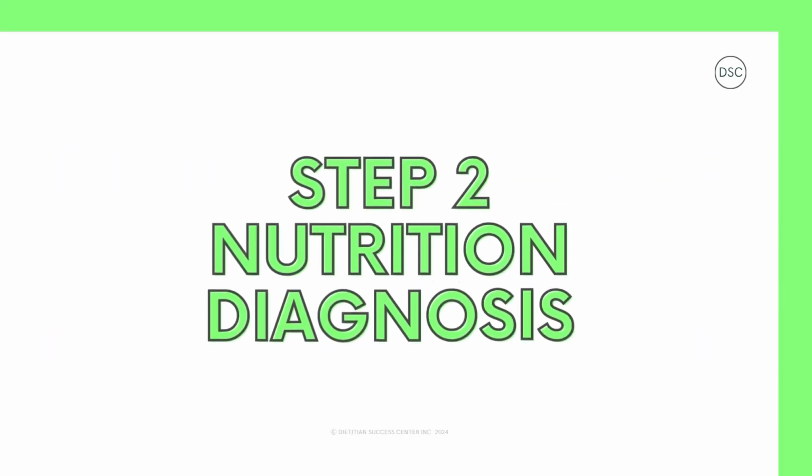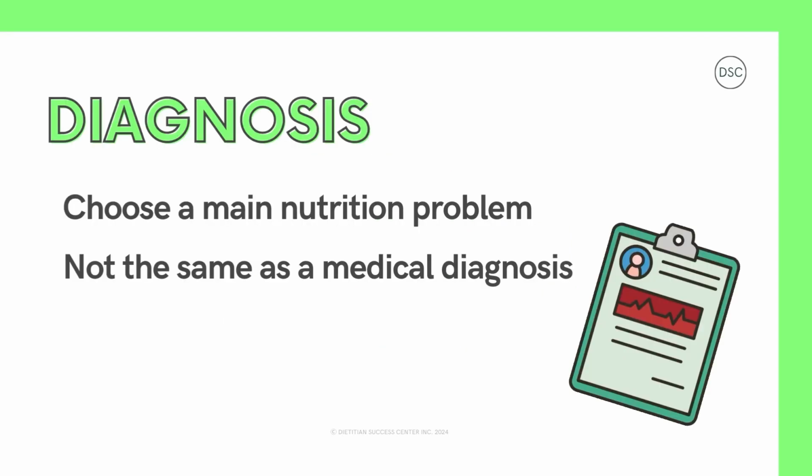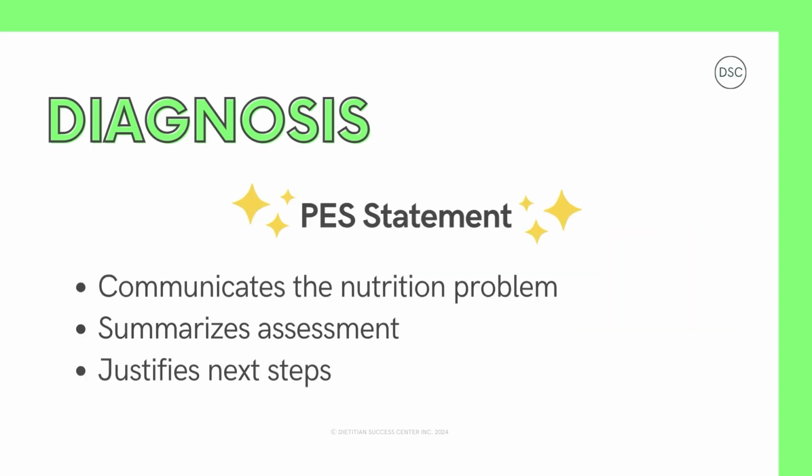The next step is nutrition diagnosis. At this stage, you will take all that you have learned about the client from your assessment and choose a main nutrition problem or diagnosis that you will be addressing. A nutritional diagnosis is not the same as a medical diagnosis. To communicate a nutrition diagnosis, PES statements are used. PES statements communicate the nutrition-related problem that can be improved or resolved by nutrition intervention. They help to summarize your nutrition assessment and give justification for the next steps of the nutrition intervention.